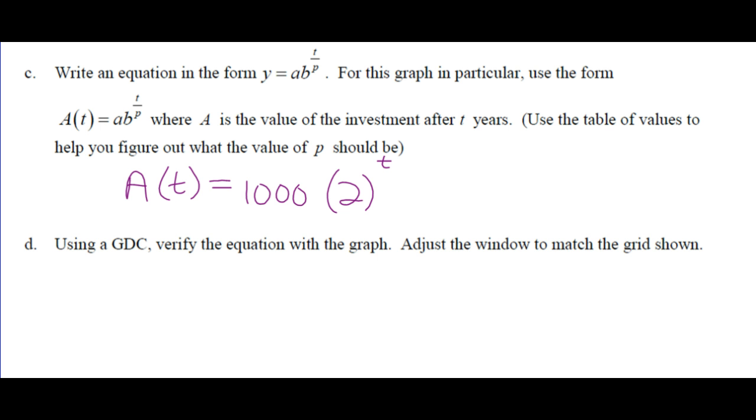So we've got t. Do we need to modify the t, or will this work if we just use straight t, right? So what's a of 3? Well, it's 1,000 times 2 cubed or 8,000. That's going to work, right? So the p value is 1.